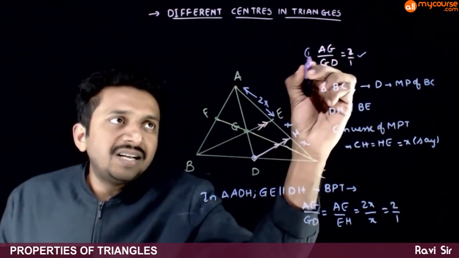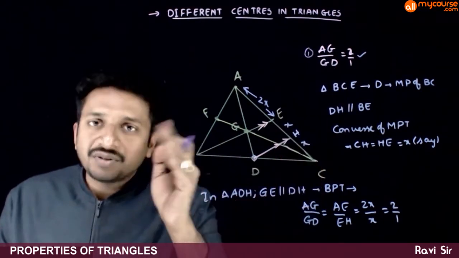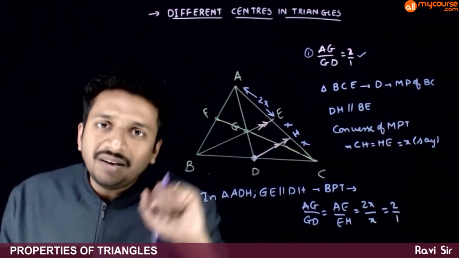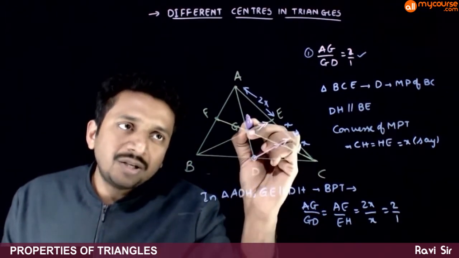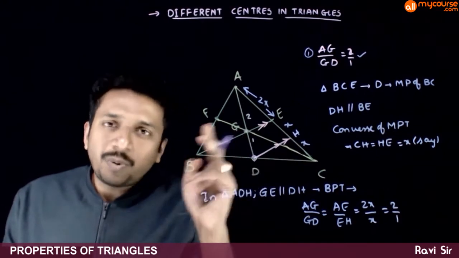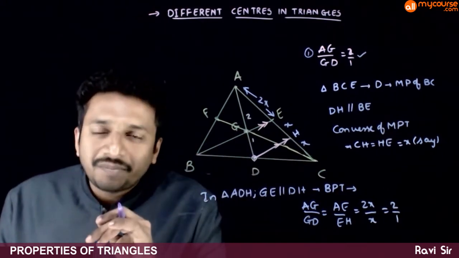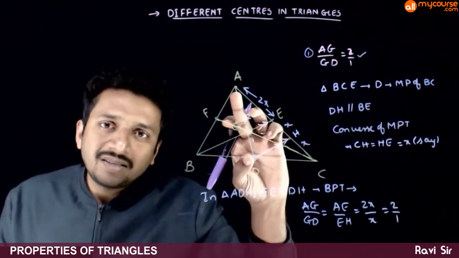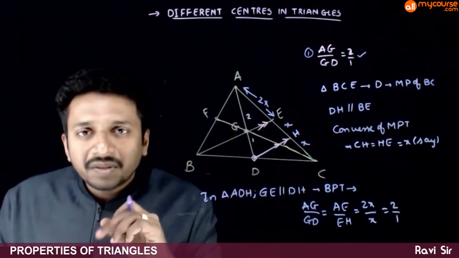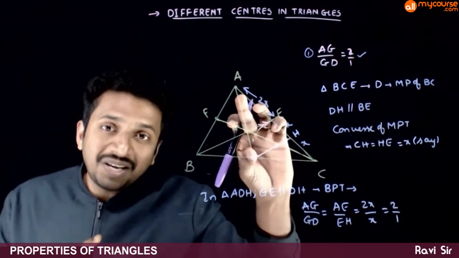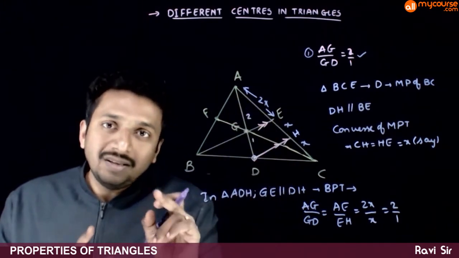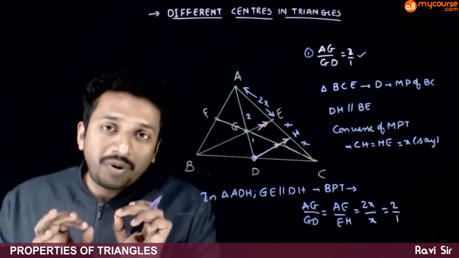And this result works in the reverse also. That is, if you take the median and you plot the point which divides the median in the ratio 2:1, this point will automatically be the centroid. Centroid divides the median in the ratio 2:1, and the point which divides the median in the ratio 2:1 is the centroid. So the property works both ways.